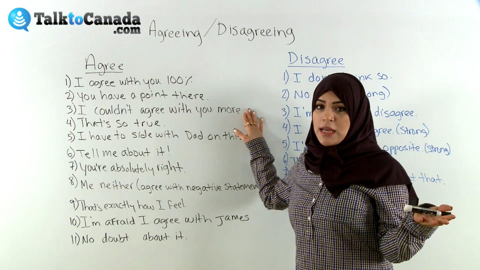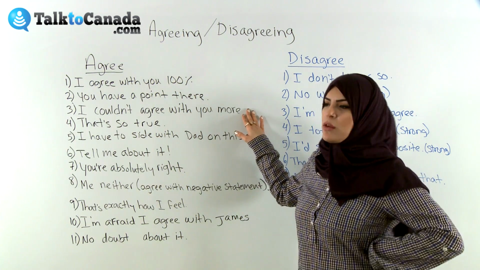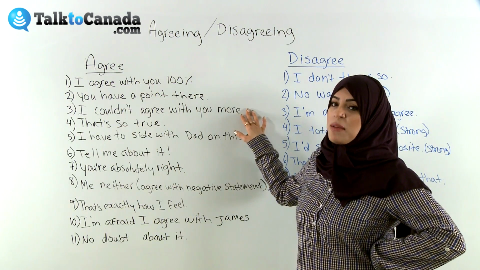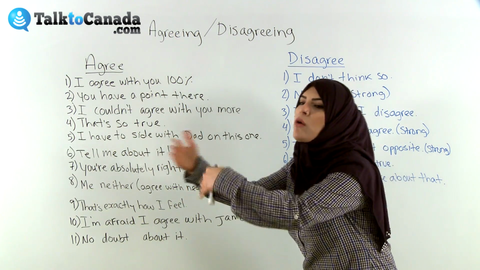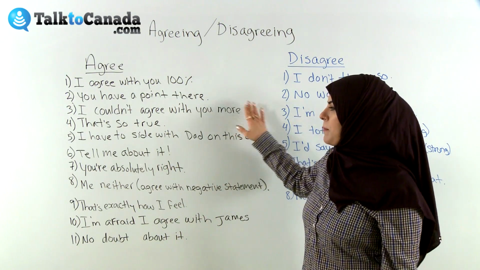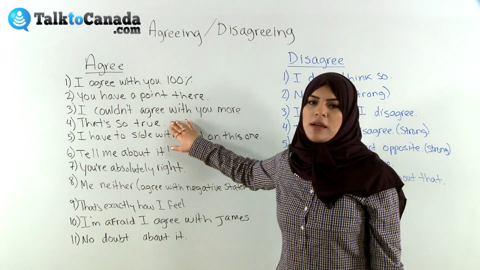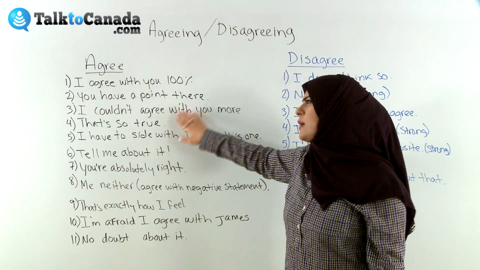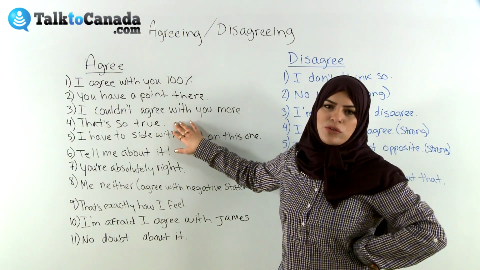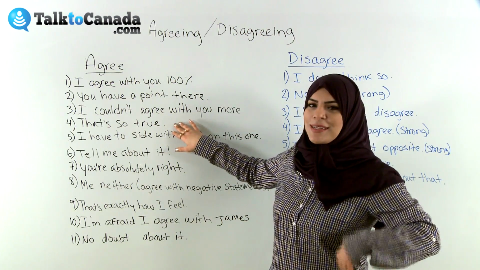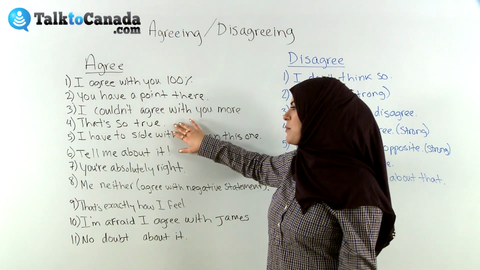Another thing you can say is, I couldn't agree with you more. You know what that means? That means I agree with you 100% and I can't agree with you any more. Sometimes when you're talking to your friend, you're not going to say, you have a point there. You're going to say, oh, that's so true, because it's more informal when you're speaking with your friends.